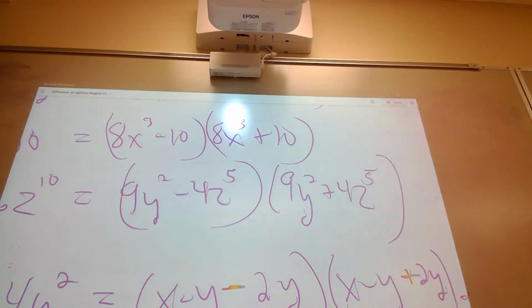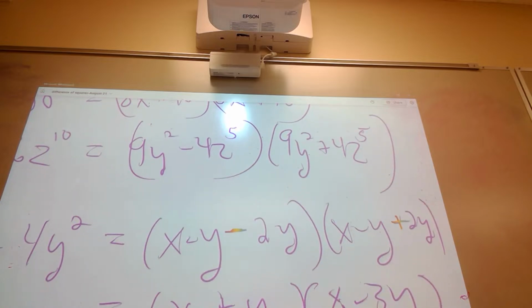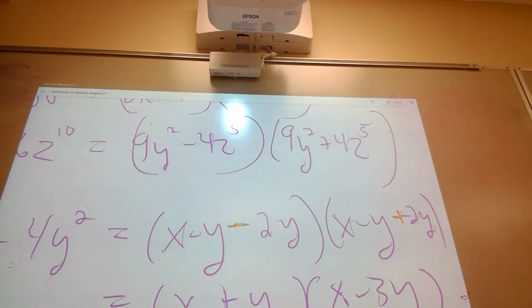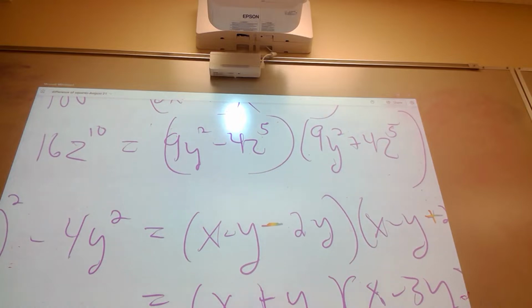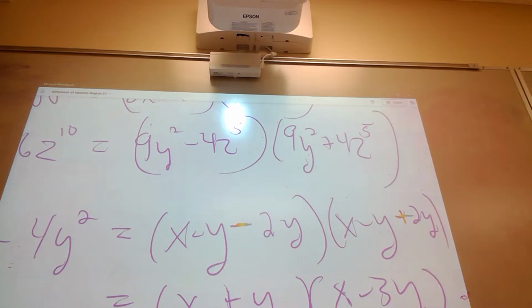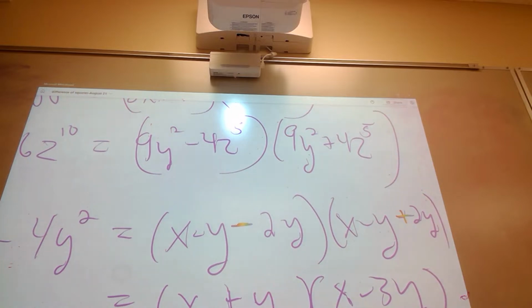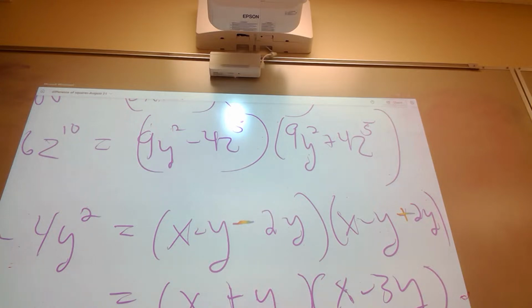Jaden, do you have it? X minus 3y times x plus y. Okay. Do you understand? So we get x plus y times x minus 3y. It would actually be switched the other way because I just switched my signs. This is x minus 3y. And this is x plus y.